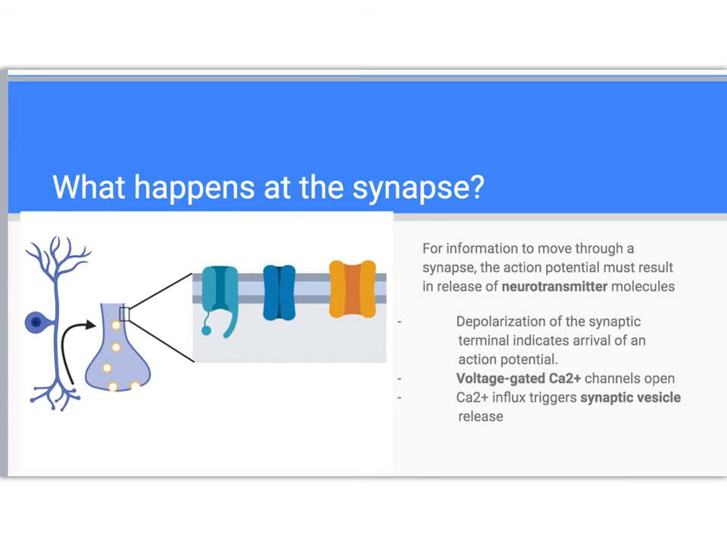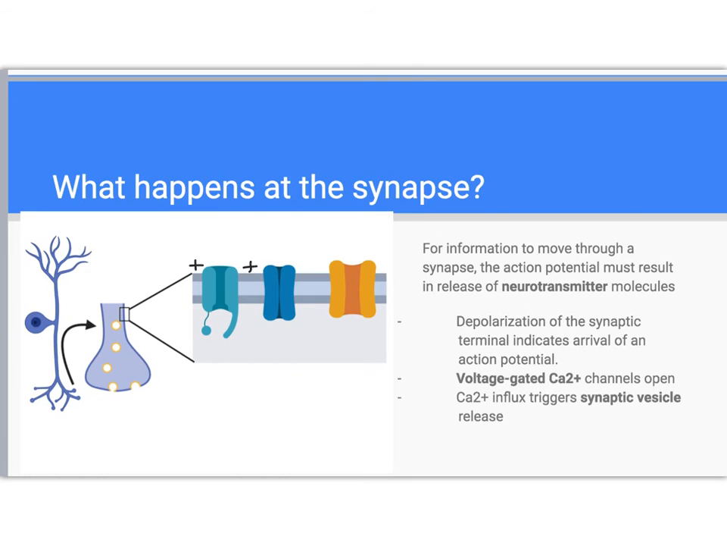Because voltage-gated sodium and potassium channels line the entire length of an axon, the action potential propagates by sequential opening of voltage-gated sodium channels, thus propagating the action potentials toward the synapse.